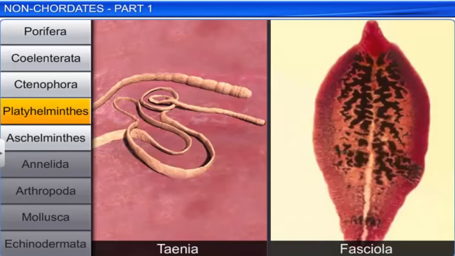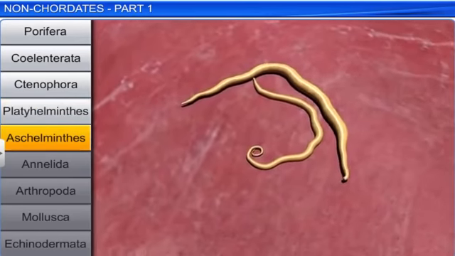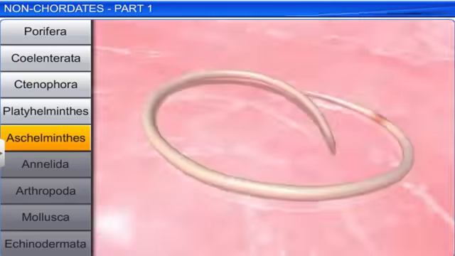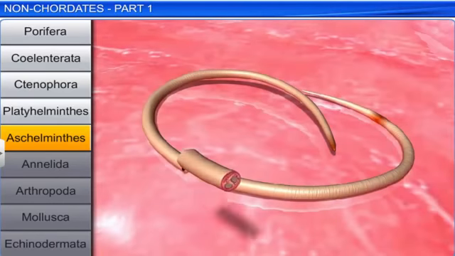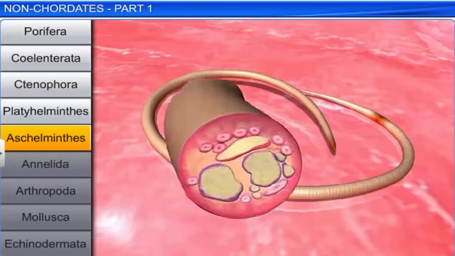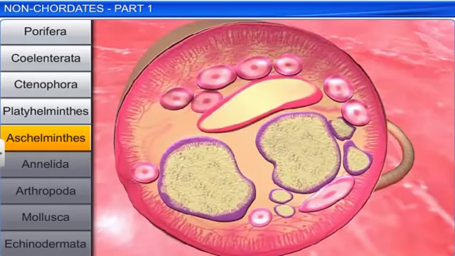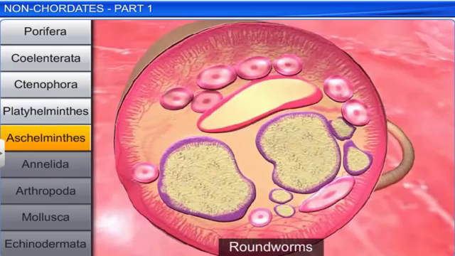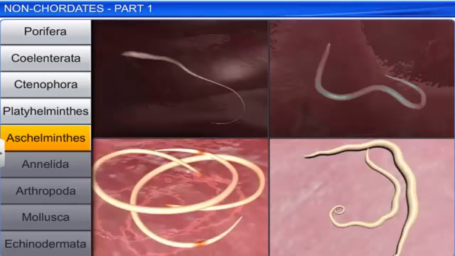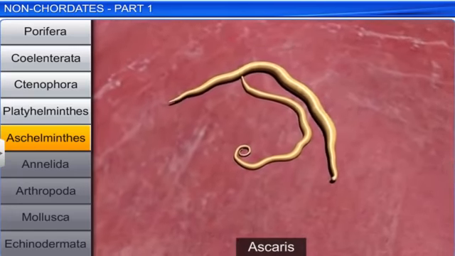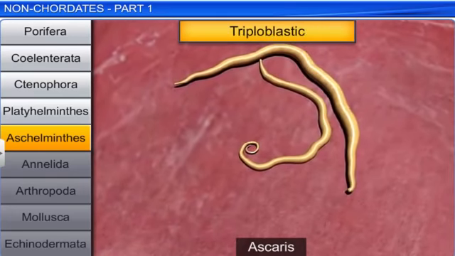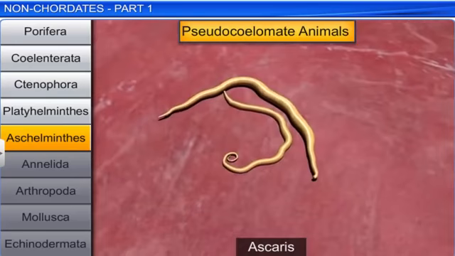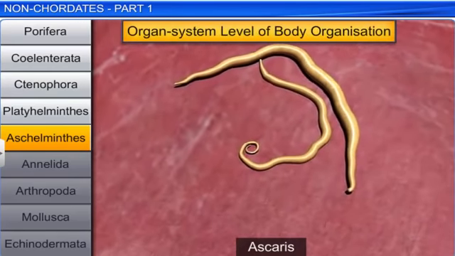The next phylum under non-chordates is Aschelminthes. Unlike flatworms, these animals have a circular body when seen in cross-section, and hence are called roundworms. They may be aquatic or terrestrial, free-living or parasitic in plants and animals. They are bilaterally symmetrical, tripoblastic, pseudocoelomate animals with organ system level of body organization.